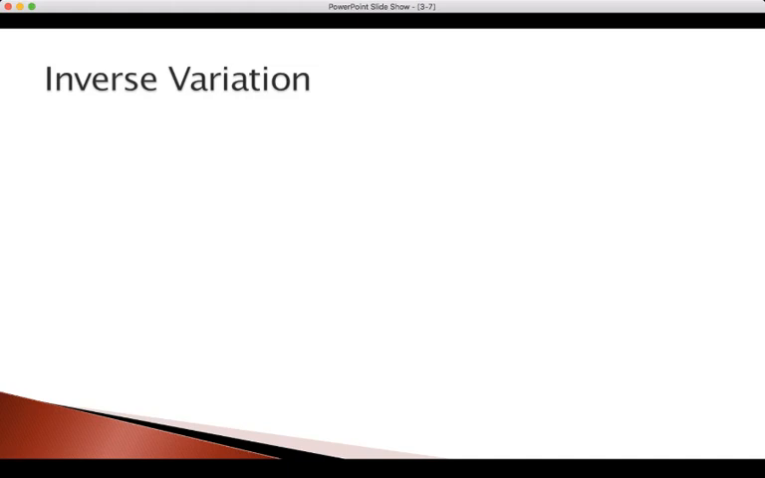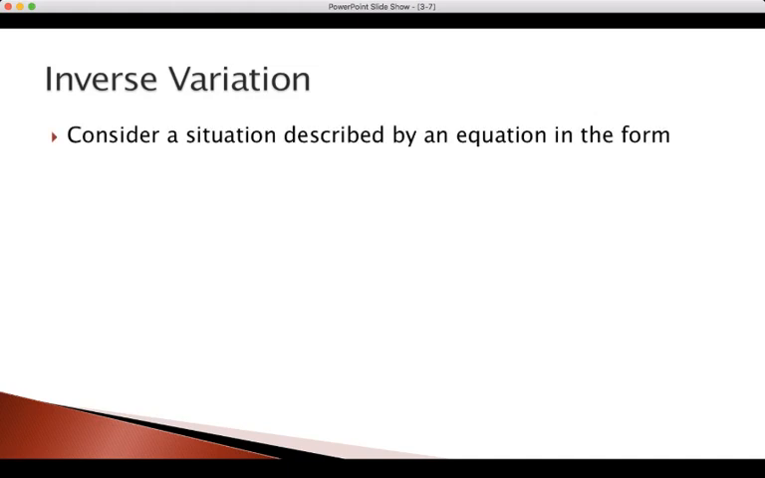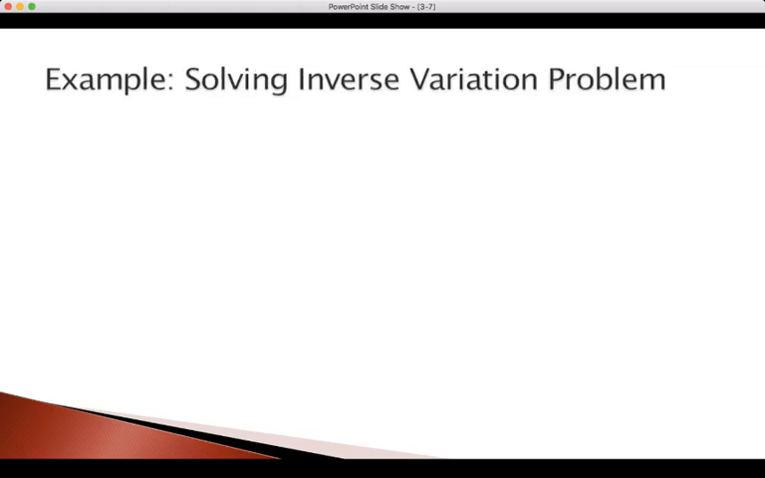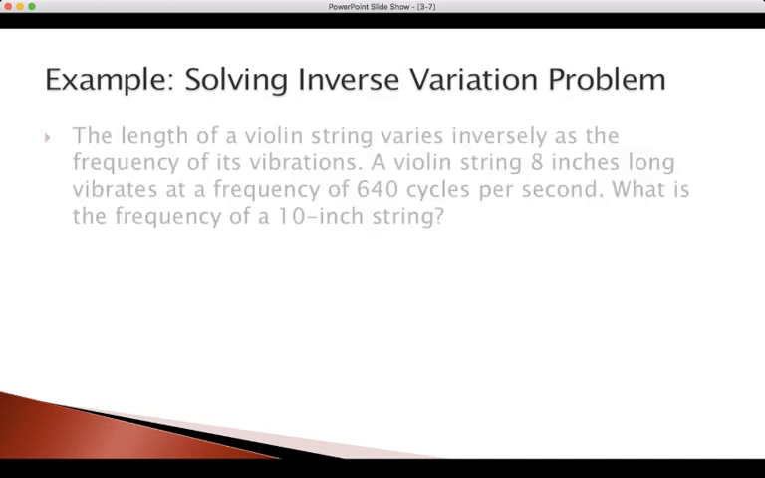Now, we've spent this entire time talking about direct variation. Now let's talk about inverse variation. Consider an equation or situation described by an equation in the form y is equal to k over x, where k is not equal to 0. We say that y varies inversely to x, or y is inversely proportional to x. The number k is called the constant of variation. Now let's solve inverse variation problems using the techniques we've been talking about all day.